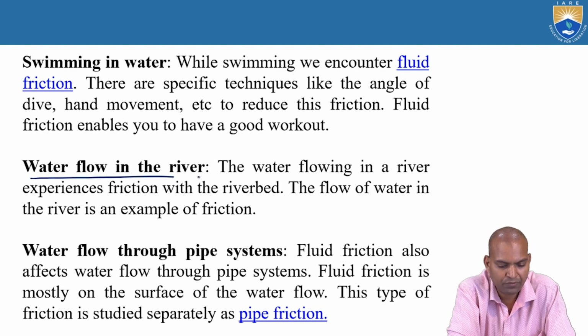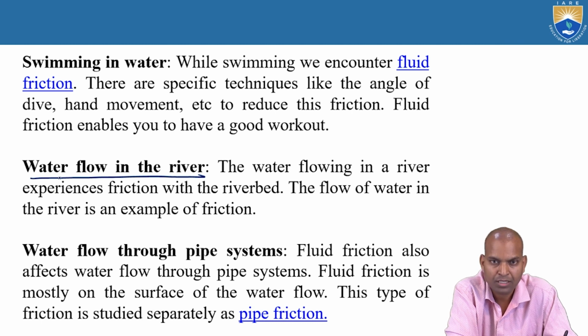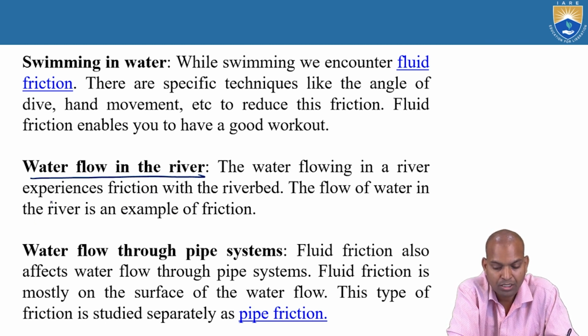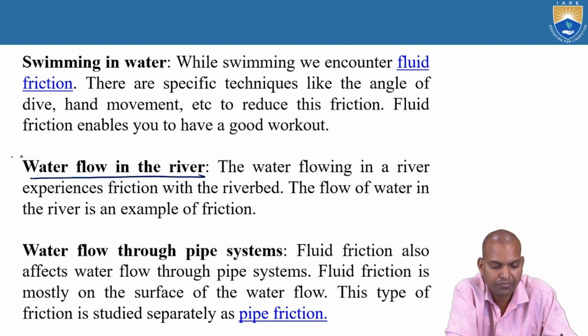The next one is water flow in the river. It is due to friction. Otherwise, water would be in stagnation. Here, the water flow in the river, that friction is known as kinetic friction. The water flowing in the river experiences friction with the riverbed. The flow of water in the river is an example of friction.